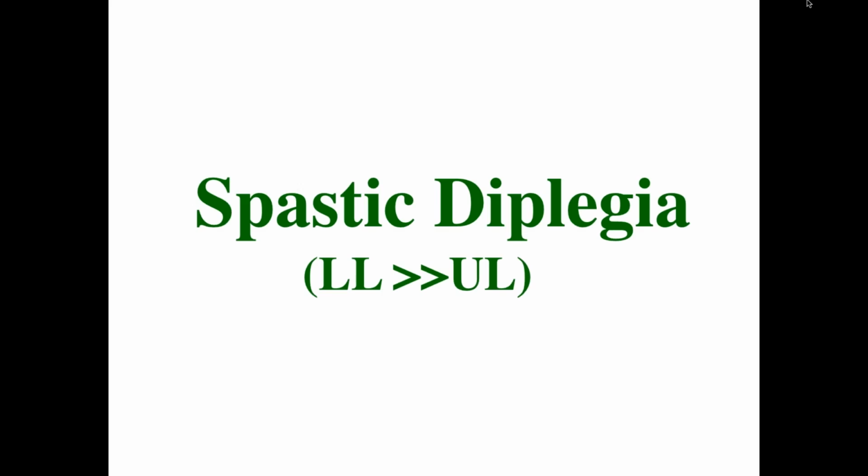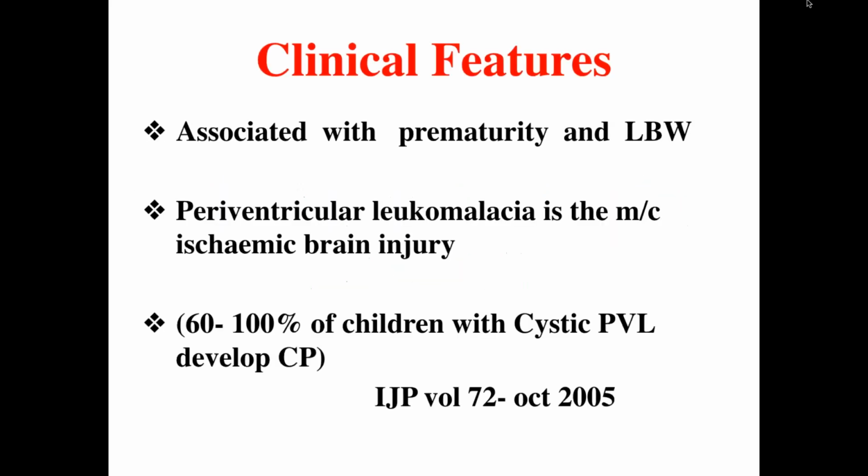Now let's first look at the prototype, spastic diplegia. Spastic diplegia, as I've already said, is associated with prematurity and low birth weight, and it is basically hypoxic or ischemic brain injury to the periventricular white matter.